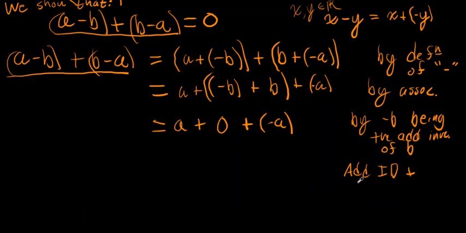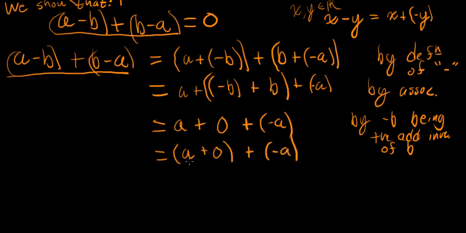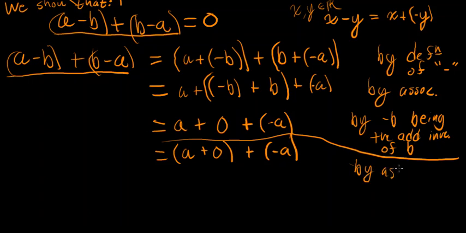So, back to our proof here. So a plus 0 plus negative a. Of course, a plus 0 is just a. And we could be even more rigorous. We could say this is the same as grouping a plus 0, plus negative a. And this is by associativity. And then a plus 0 is just a, plus negative a.